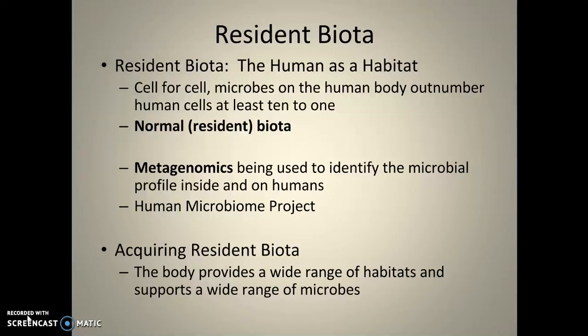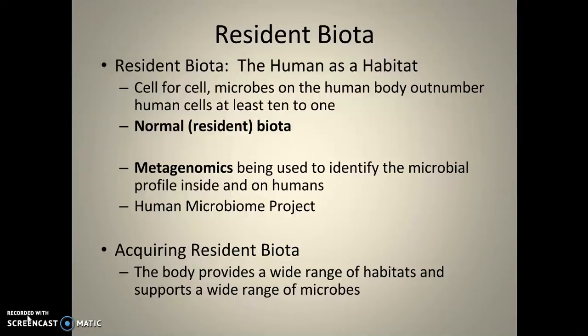Some microbes become part of our normal or resident biota. They live on our skin or in our body, and we actually have a symbiotic relationship with them where they help us to digest our food or perform other functions in the body. And then some of those organisms are said to be commensal, right? So they live within us, but they don't really do any sort of harm.